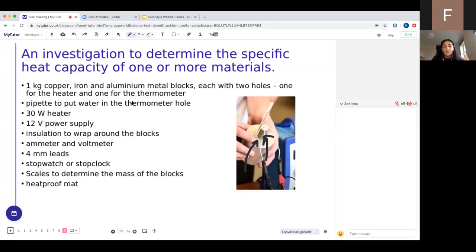Okay. We also need an ammeter and a voltmeter to measure the current going in and the voltage going in. We need some leads, we need a stopwatch to measure the time, and we need the scales to determine the mass of the blocks, although hopefully it will just be 1 kilogram, but it does depend on what your school give you, and a heat-proof mat to let the block sit on, because you don't want to be touching it when it gets hot.